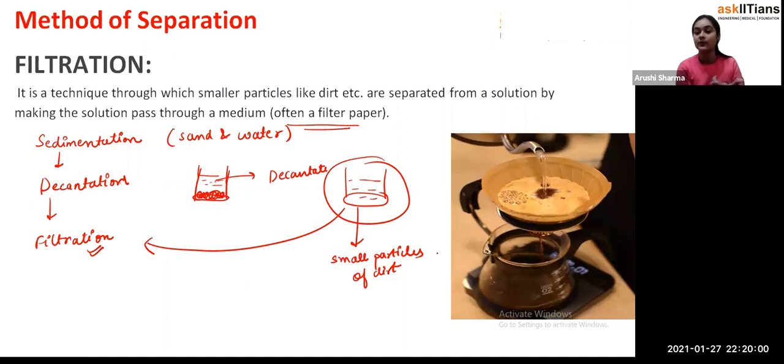So that is why we require filter paper. And filter paper is also of different sizes. It's not like that only one type of filter paper is there. We have different filter papers with different pore sizes, so that only and only liquid can flow through it. Fine.